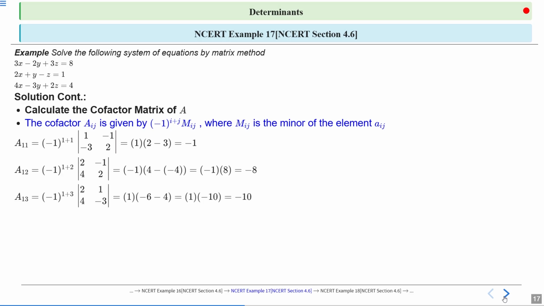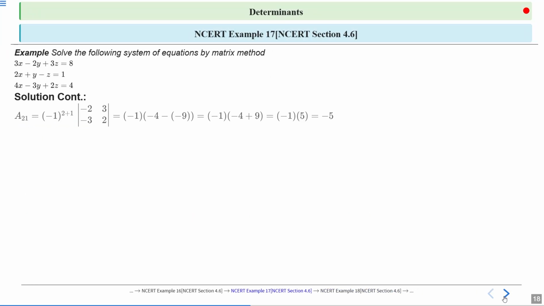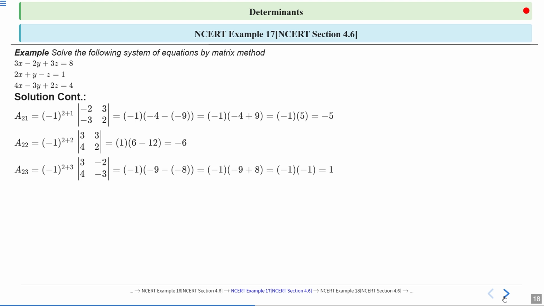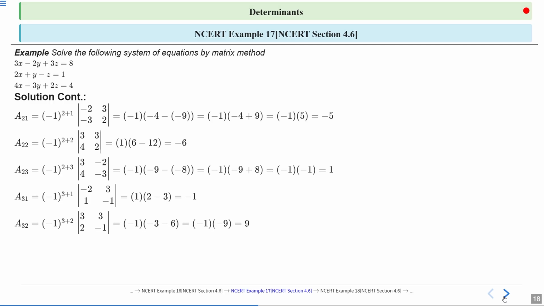In the same way, we calculate A13, that is minus 10. A21, that is minus 5. A22, minus 6. A23, that is 1. A31 is minus 1. A32 is 9. A33 is 7. To calculate the cofactor, just multiply by minus 1 to the power i plus j.